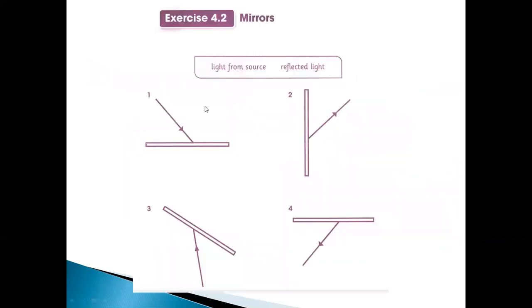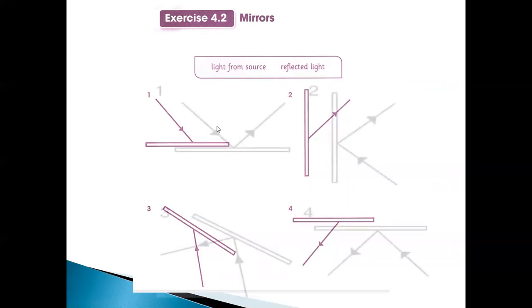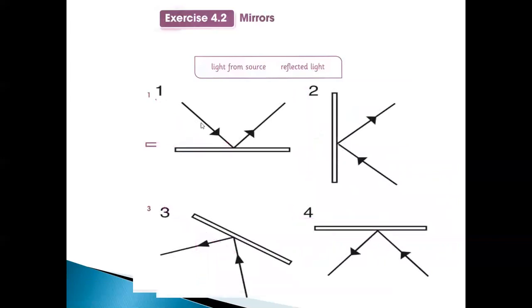Exercise 4.2, light from sources and light reflected. So we need to first of all make the light sources and light reflected. Look here, it's reflected like this. From 2 it is reflected like this. This is your eyes and it's reflected like this. This is your eye or light source from here and this. So 3 and 4 also like this. You can see from here and here. The angles should be equal on both sides.